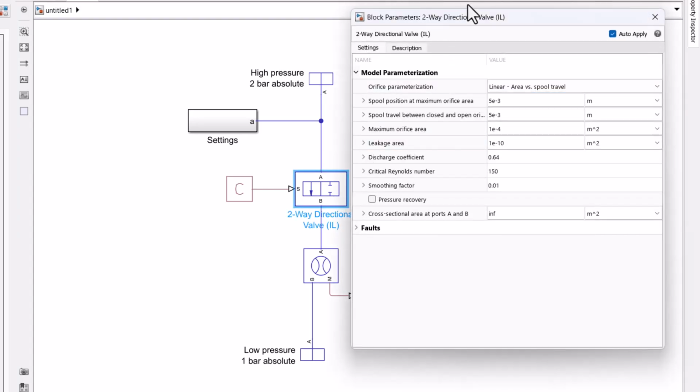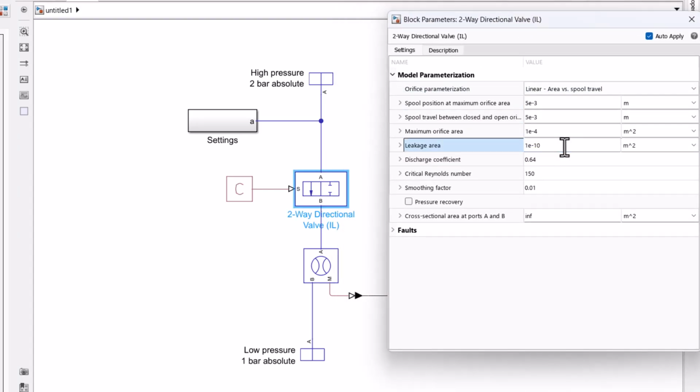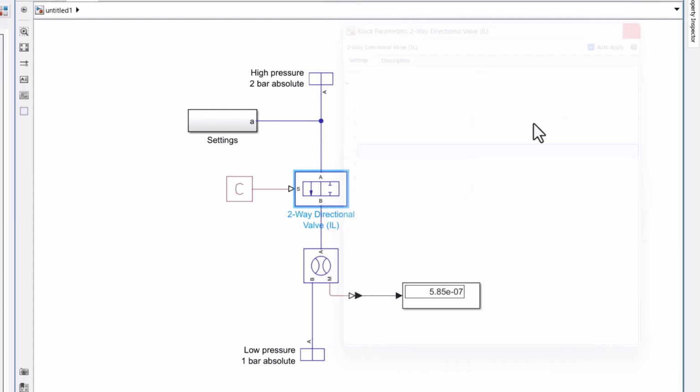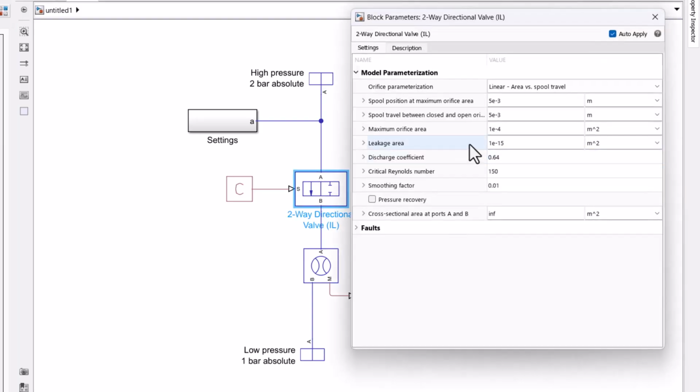But you can also reduce it further, like 1e-15, and then the flow rate is going to be reduced massively. But it is going to have some computational cost to have such a small number. So I'm going to change it back to 1e-10 cubic meters.